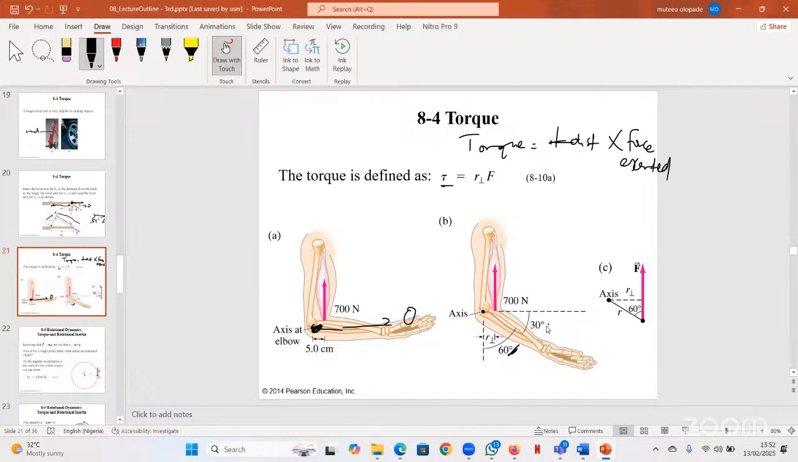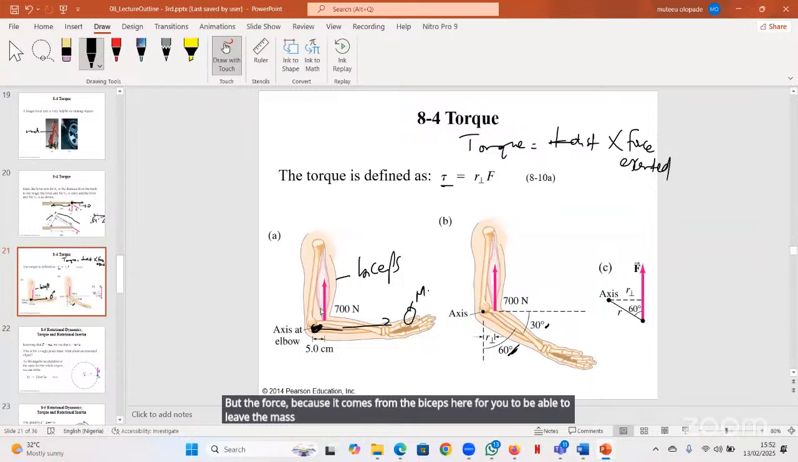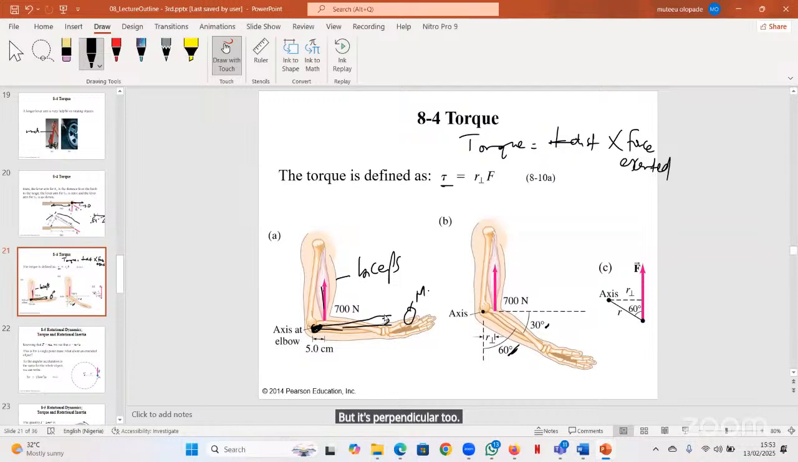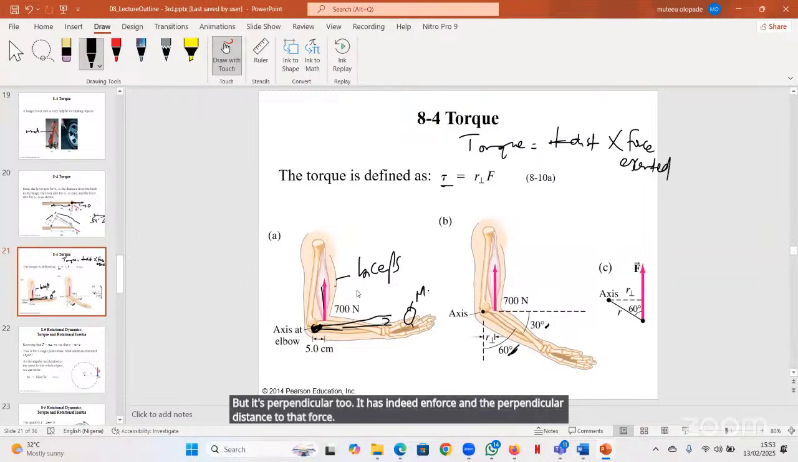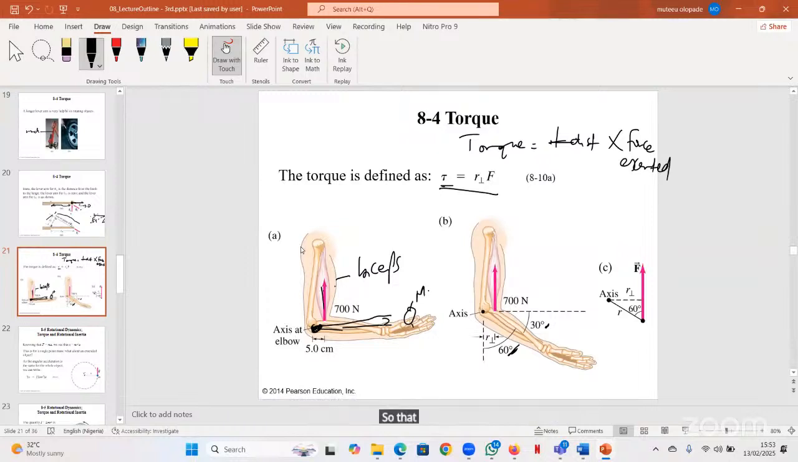If it is at an angle, this is what we have: an angle of 60, an angle of 30. It depends on what you are trying to do. But the force comes from the biceps here, for you to be able to lift the mass that is here. That's why you see it in that direction. You can see the force and the perpendicular distance to that force. So that is the formula to find torque.